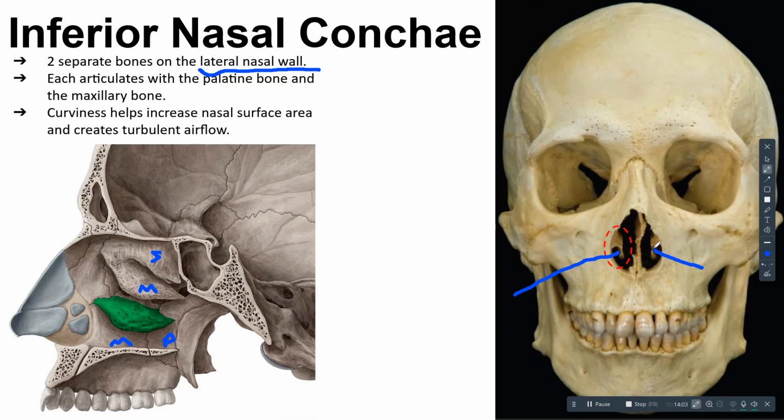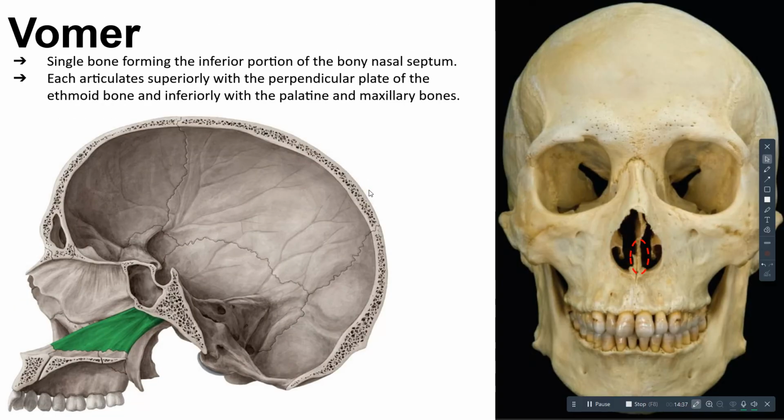And by sticking out, by protruding and kind of swirling a bit, they give us more nasal surface area, which means we can have more mucus for better filtration, warming, and humidifying. They also create some turbulent airflow that is going to slow down the air. It's going to cause the air to spend more time in the nasal cavity, which is also good for filtering, humidifying, and warming. And yeah, that's pretty much it for the nasal conchae. So we're halfway done. We got 7 bones down. Let's do another single bone.